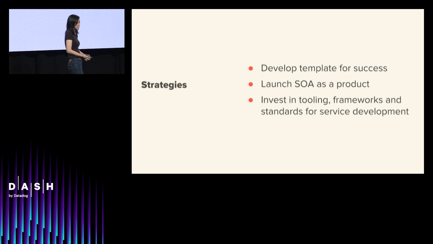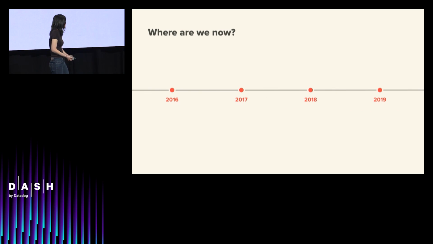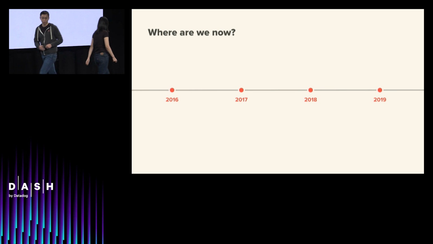So now with all of these things, I'd like to share again the 3 strategies we did. 1, develop a template for success. 2, launch SOA as a product. And 3, invest in tools, frameworks, and standards for service development. I'd like to hand it over to Willie now to talk a bit about where we are in the move to SOA. Thank you, Tiffany.